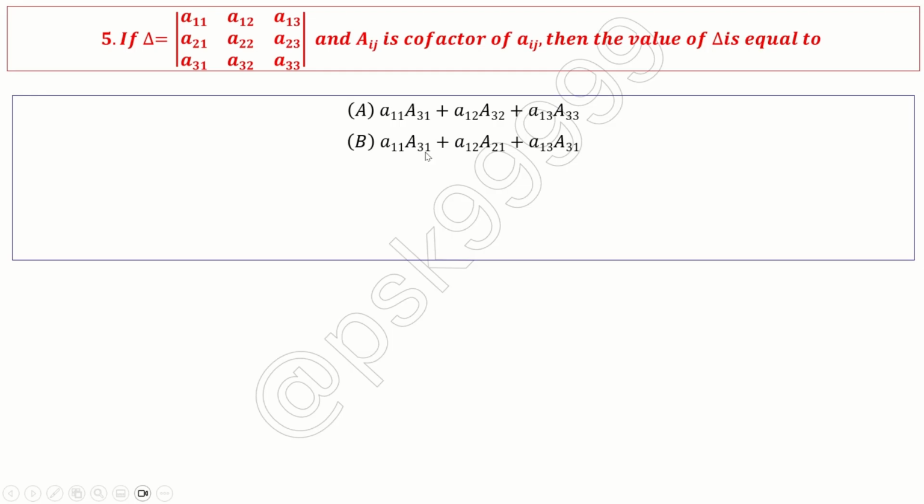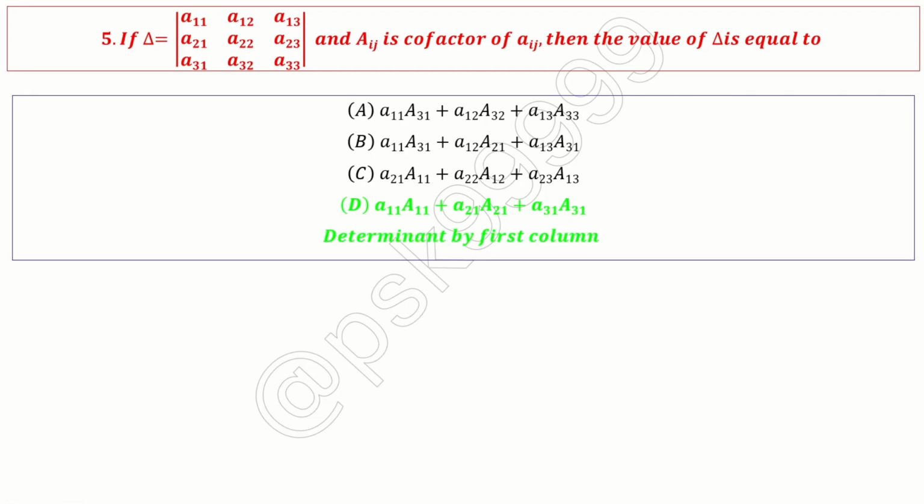Second one, A11 into A31, A12 into A21. Here you will get some random value. This is not even 0, because you have all random values. Third one, A21, A22, A23 and A11, A12, A13. Again you will get 0 because you are multiplying elements of one row with cofactors of another row. Fourth one is A11 into A11, plus A21 into A21, plus A31 into A31. So you took the first column multiplied with the cofactors of the first column. So you will get the determinant. Okay, so option D is correct.